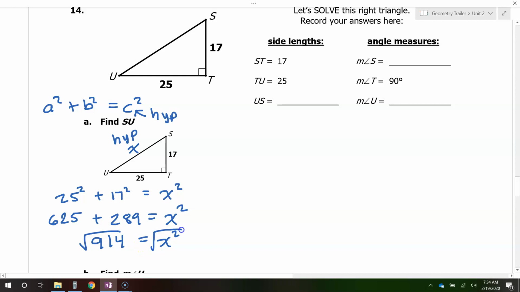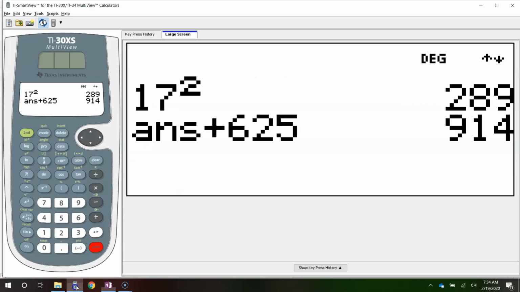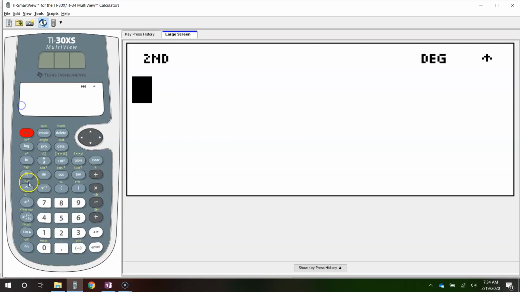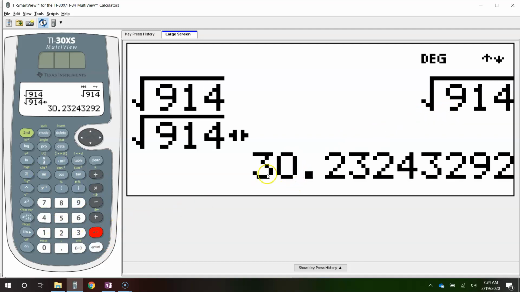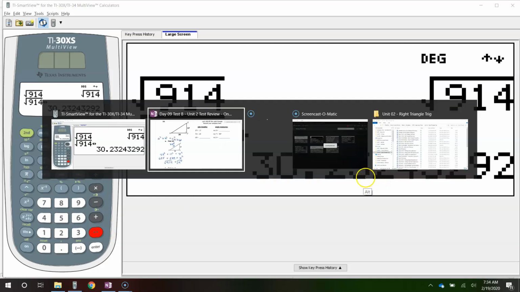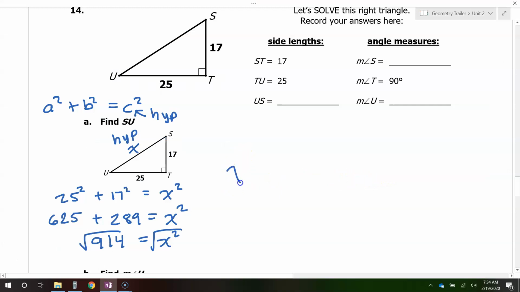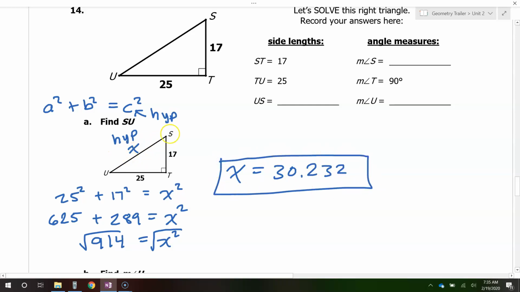Last, you have to take the square root of both sides. When you get a radical like this, just hit this button and you'll get the decimal. So 30.232. All right, so that is SU, or US.